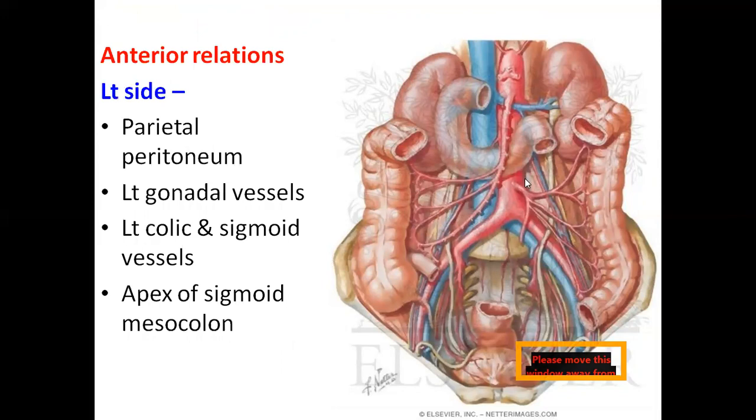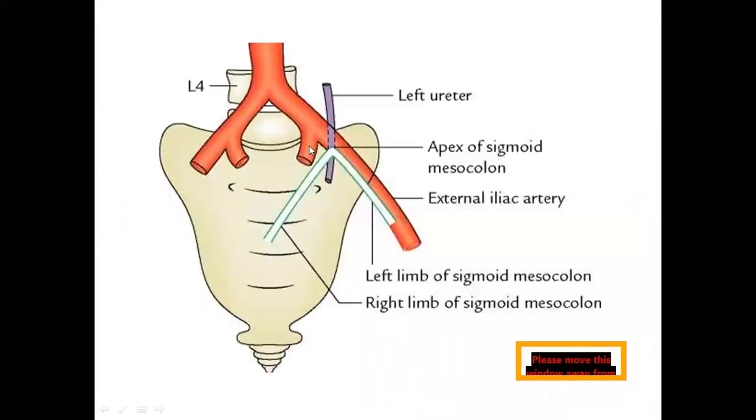So these are the anterior relations of the right ureter. Okay, then this is the left side, this whole thing is the left ureter, white in color, from the kidney. Then on the left side again, anteriorly it is related to the parietal peritoneum. These are the left gonadal vessels. We have the left colic and sigmoidal vessels and the apex of the sigmoid mesocolon. Okay, now see, this is the left ureter and this is the apex of the sigmoid mesocolon.